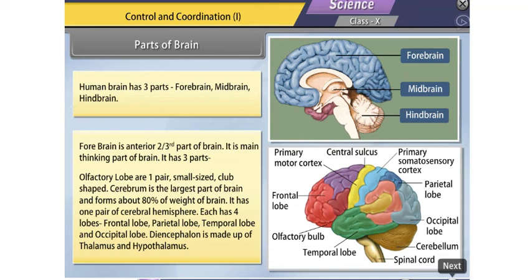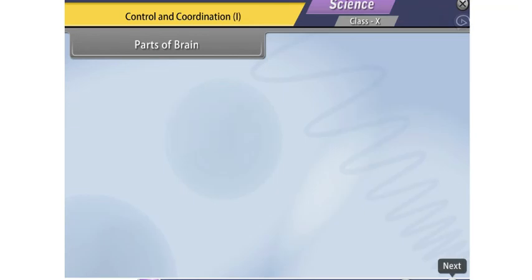Cerebrum is the largest part of brain and forms about 80% of weight of brain. It has one pair of cerebral hemispheres. Each has 4 lobes: frontal lobe, parietal lobe, temporal lobe, and occipital lobe. Diencephalon is made of thalamus and hypothalamus.